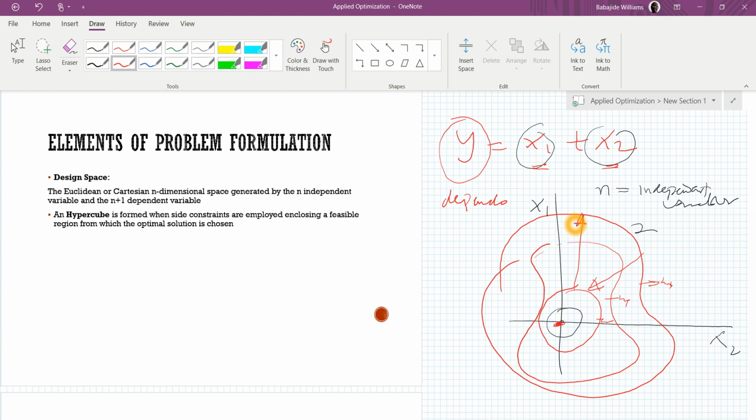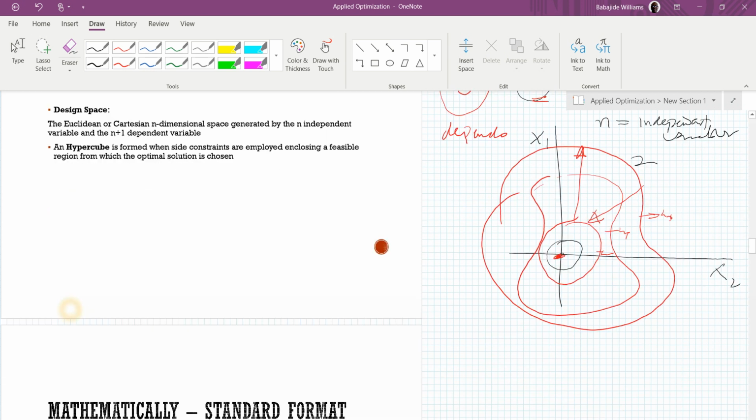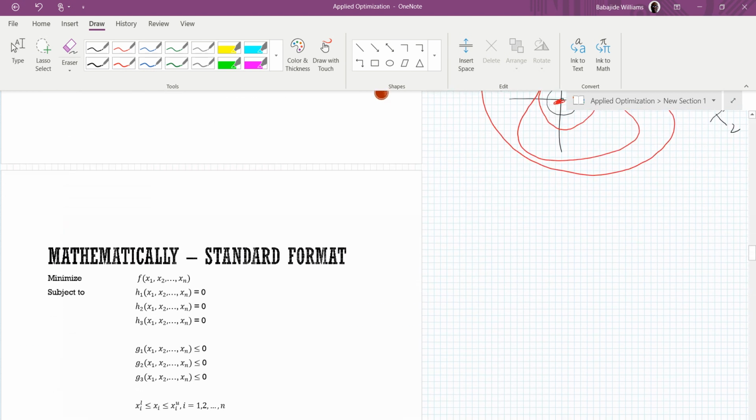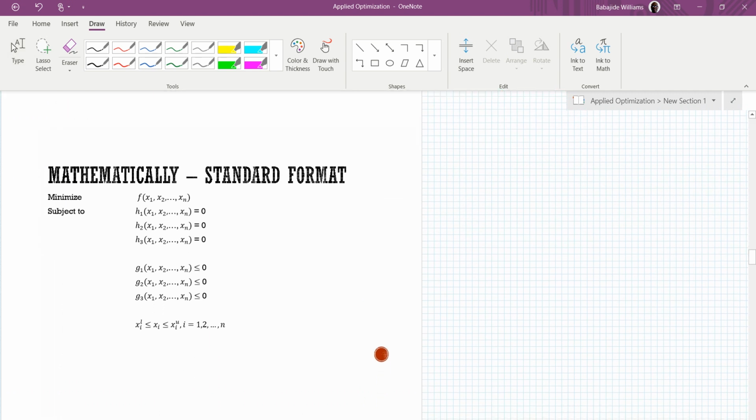So a hypercube is formed when side constraints are employed, including a feasible region from which the optimal solution is chosen. We'll just explain that. And we'll stop here soon.